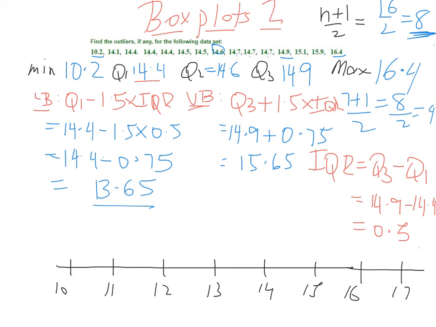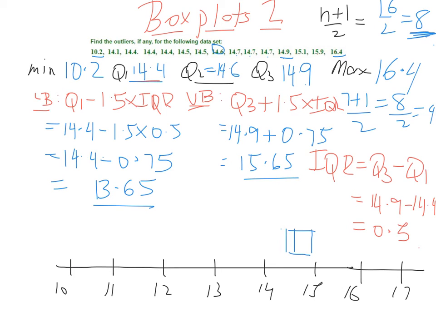Okay, then we draw our median, Q2, 14.6. I'm going to put that in, just after 14.5. And then Q1 is 14.4, so we're going to go here to 14.4. And Q3 is 14.9. So we make up our box there.